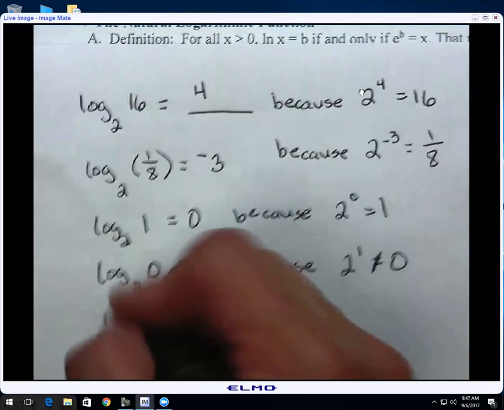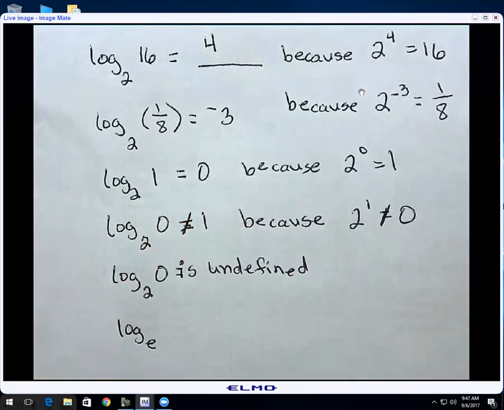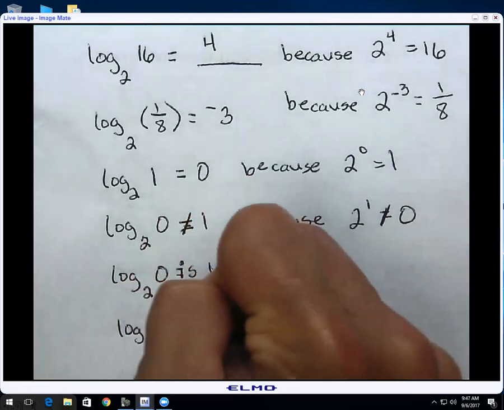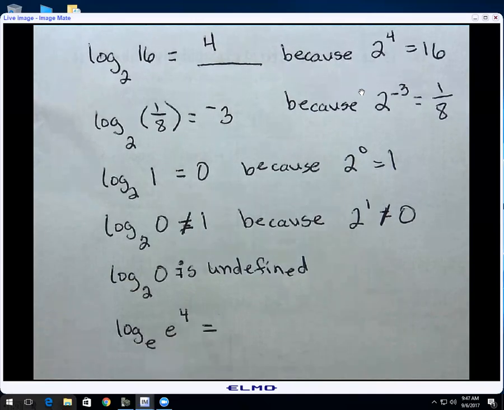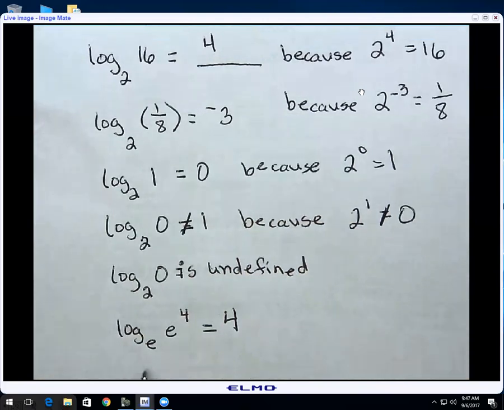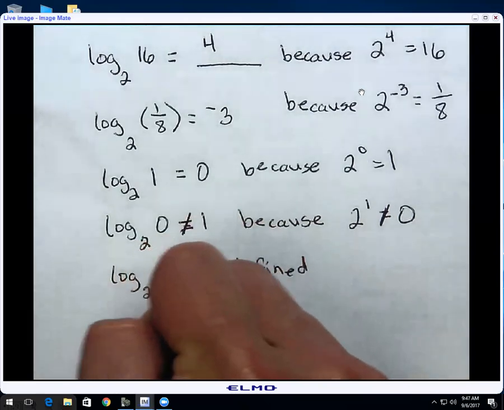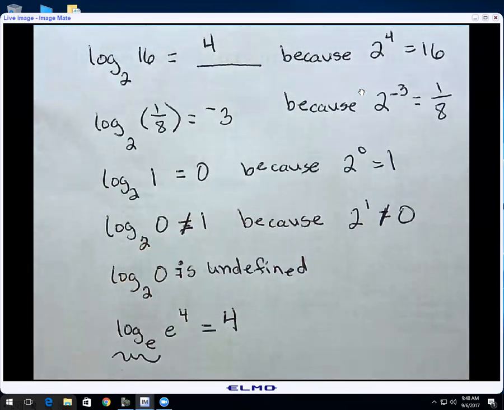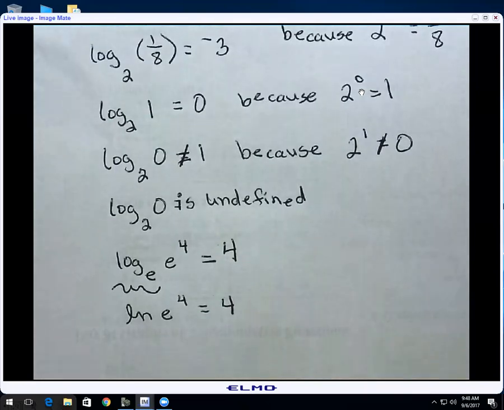So what if I said log base e of e to the 4th? What's the power of e that would give me e to the 4th? Because log base e and e undo each other. There's an abbreviation for log base e, and that abbreviation is what? Natural log is just the abbreviation for log base e.